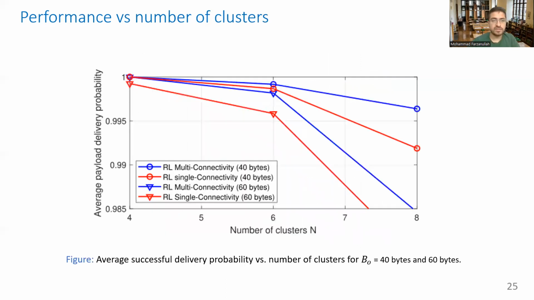Also, we observe the performance while we vary the number of clusters, and it can be observed that when the number of clusters is 6 or less, we achieve a payload delivery probability of more than 0.995 for both 40 bytes and 60 bytes. However, the performance degrades when we increase the number of clusters to more than 6, and this is because of the increasing interference amongst the cluster leaders, and also it becomes difficult to train when we increase the number of agents.